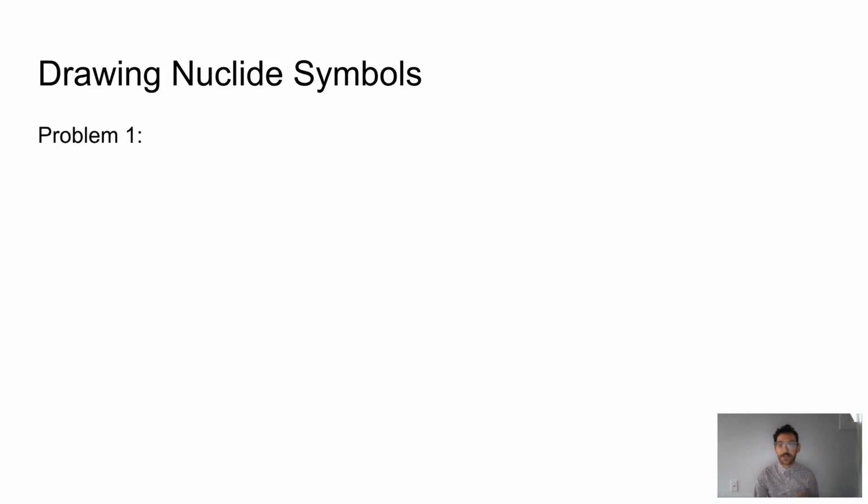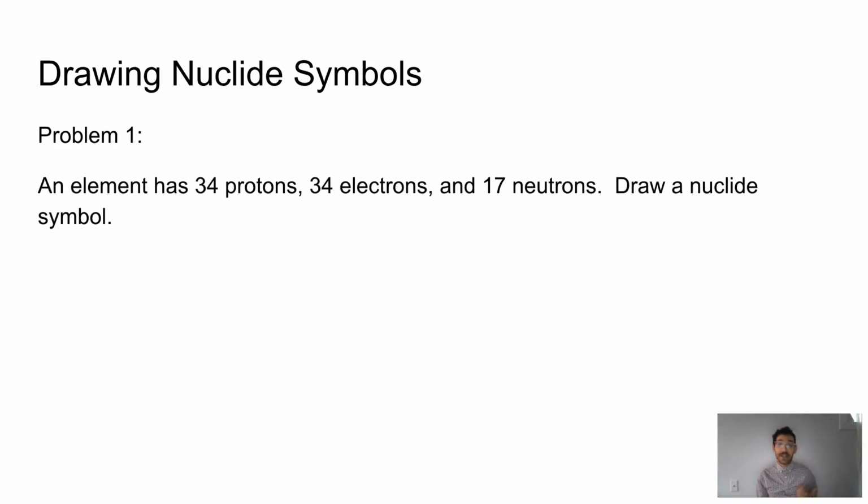And we'll do 2 practice problems. For starters, let's say we've got an element that has 34 protons, 34 electrons, and 17 neutrons. Why don't you pause the video and try drawing a nuclide symbol for this element? Try it now. Go. Great. You tried it. Well, let's go through it together.